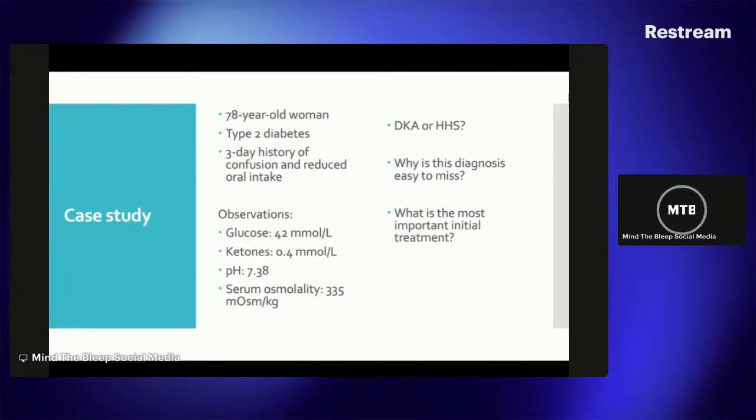Our 3 questions are, does this patient have DKA or HHS? Why is this diagnosis, whichever one it is, easy to miss? And what is the most important initial treatment? I'll give a minute for you guys to have a think. If you feel comfortable, drop it in the chat. If not, just think about it in your head.